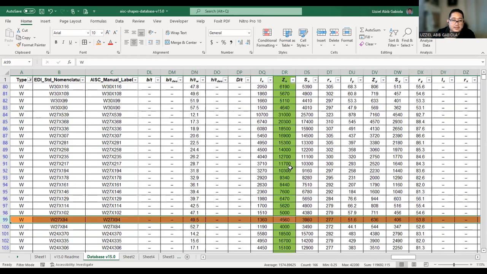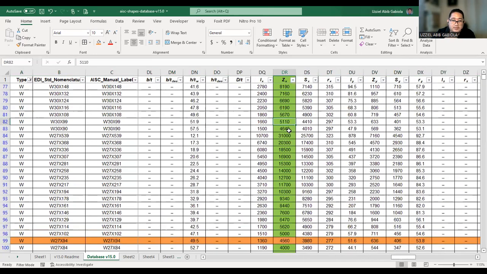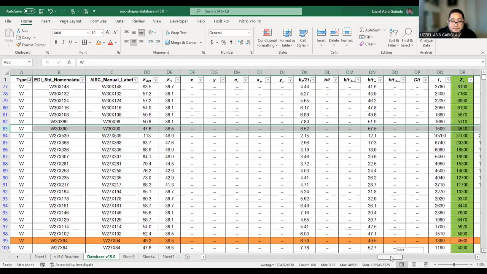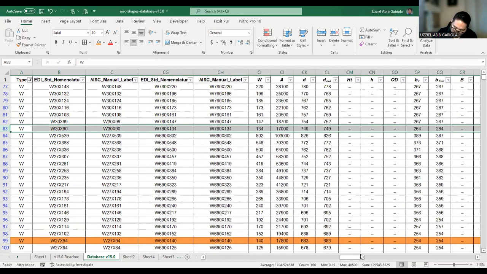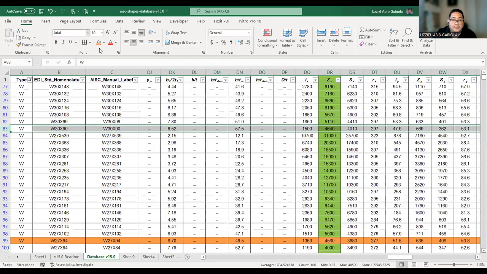Okay, next, W30. W30 is 4640. Pero by 90 siya, so pwede pa din. So W30 by 90. So 4640. Tapos yung weight niya is 134. Okay? So, haba, no? Next, W33.